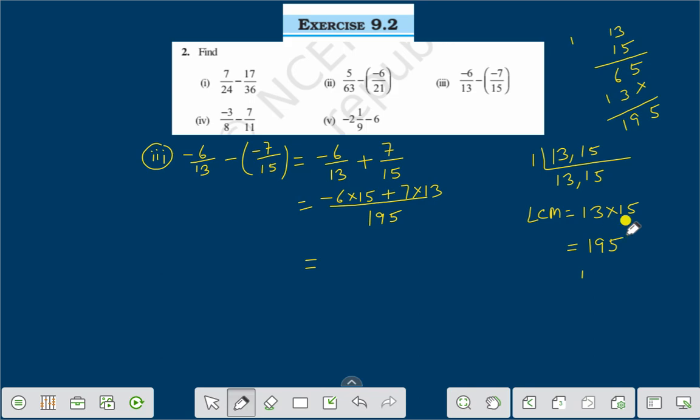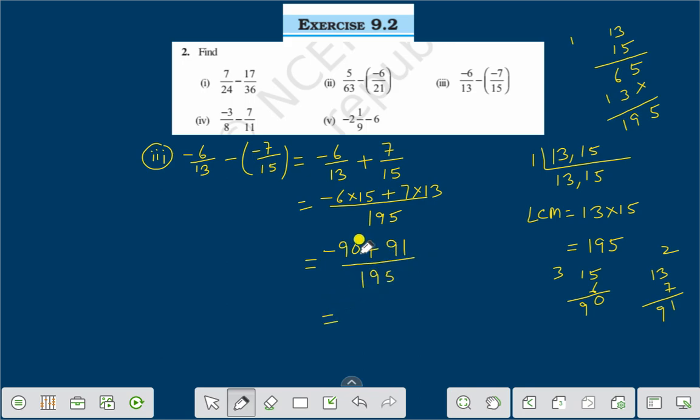The LCM is 195. Now if we multiply 15 with 6, 6 times 5 is 30, 3 here and 0, 6 plus 3 is 9, that is 90. We are getting minus 90. Plus 13 into 7, 7 times 3 is 21, 2 carried, 1, 7 times 1 is 7 plus 2 is 9, that is 91. So minus 90 plus 91 by 195.